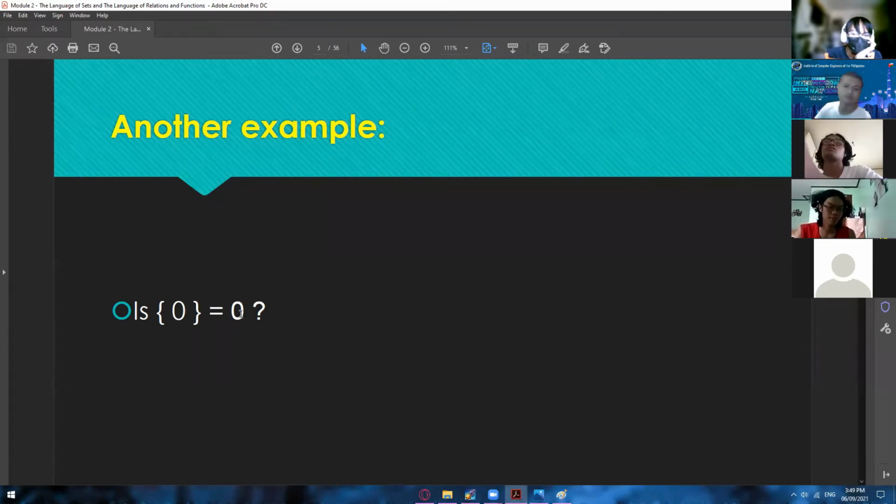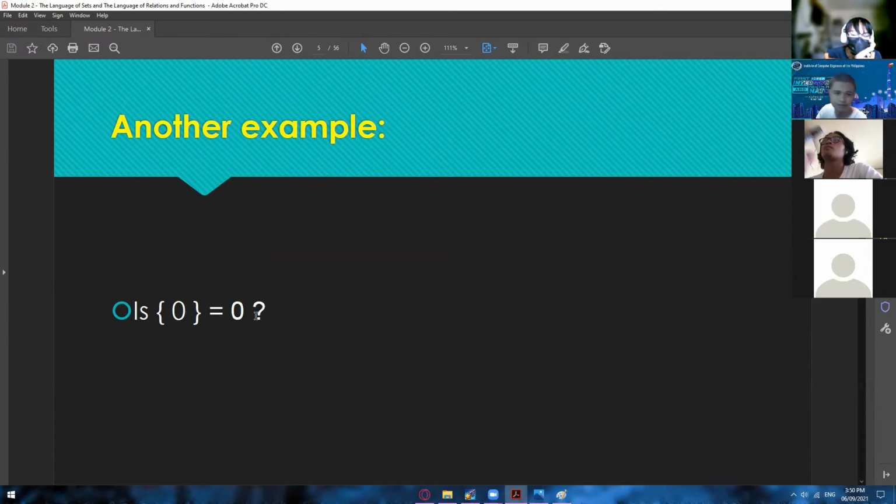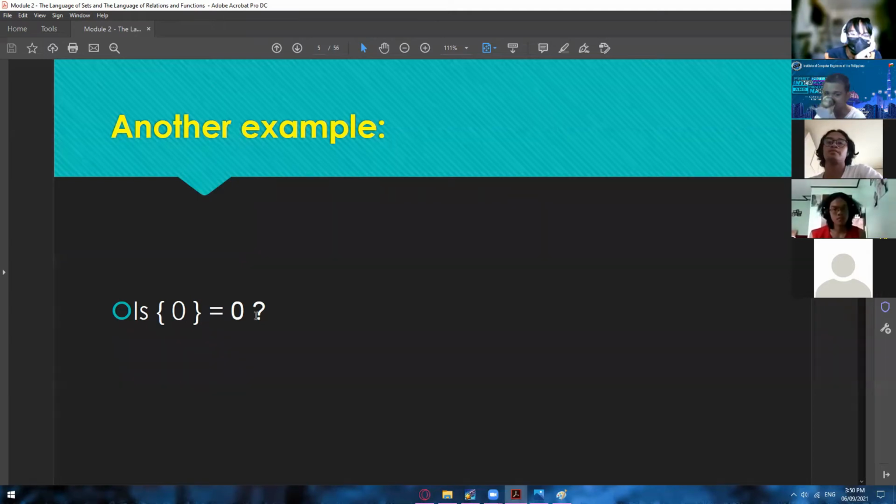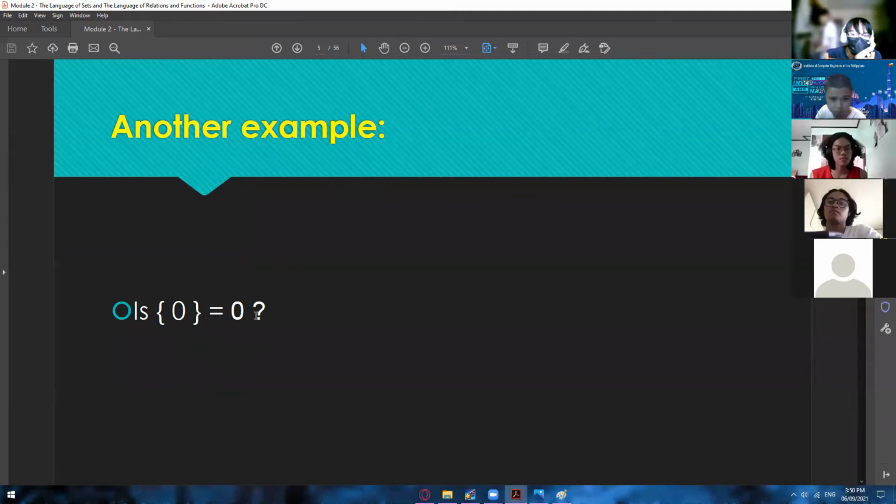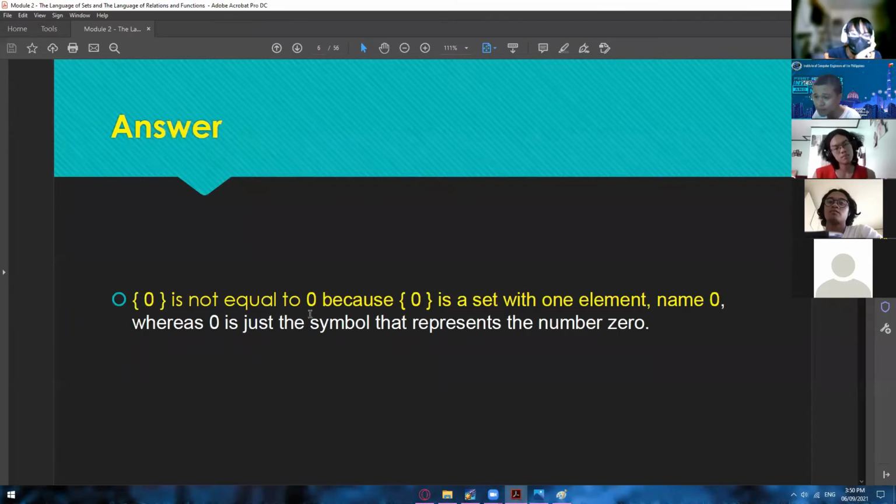Anyone? So is this true or false? Are they equal with each other or no? Okay, coming from Mr. Rexor and Mr. Ann, they said no or false. So you guys are actually correct.